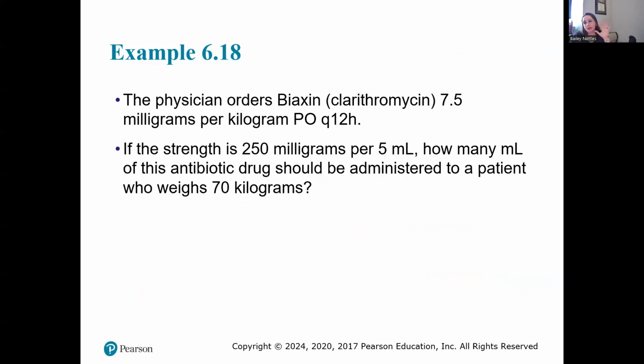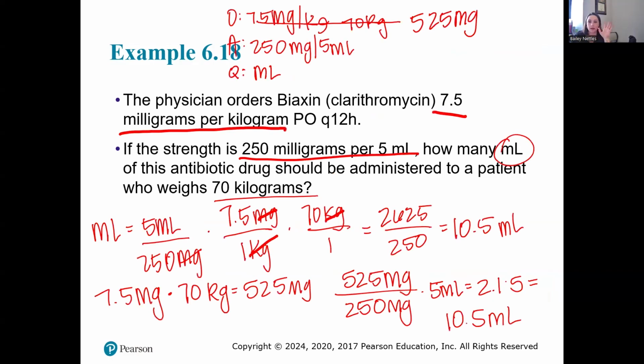All right. So I have the physician orders 7.5 milligrams per kilogram every 12 hours. The strength that we have on hand is 250 milligrams per 5 milliliters. How many milliliters are you going to administer for a patient who weighs 70 kilograms? I know this is crazy. Just bear with me. I rewrite my question.